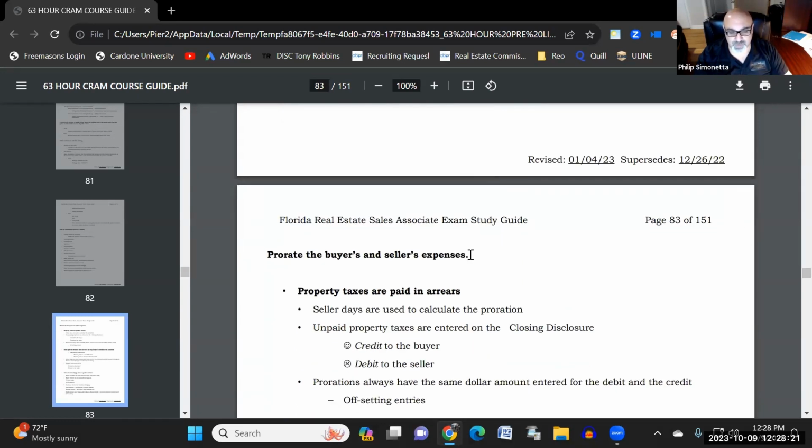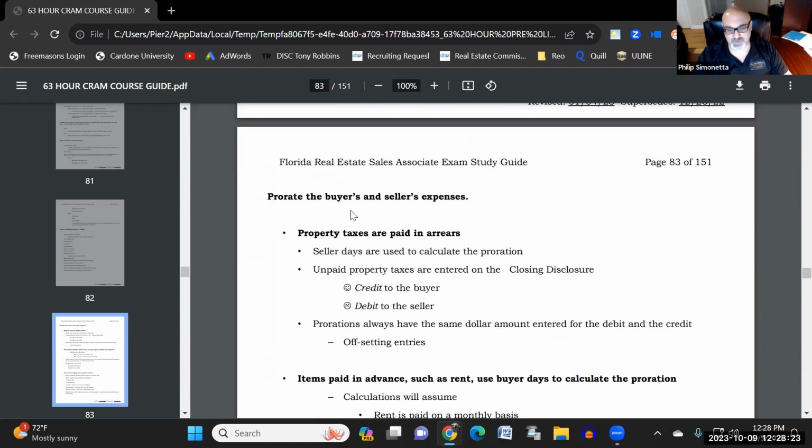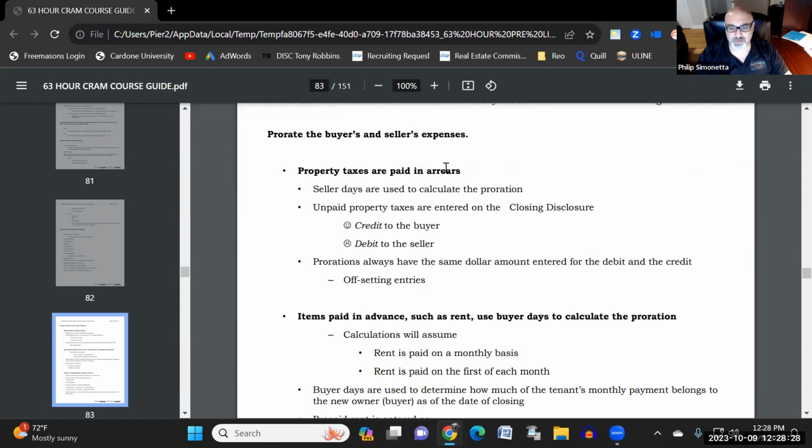Okay. Let's talk about the prorations, the buyer's and the seller's expenses. Okay, you have property taxes that are paid in arrears, right? So if you live a year and then as of January, your taxes are due for the preceding year, right? So you've got to remember, sellers' days are used to calculate prorations. Unpaid property taxes are entered on a closing disclosure as a credit to the buyer and a debit to the seller, right? Because the seller has to give the buyer the amount due for next year. Prorations always have the same dollar amount entered for debit and credit.